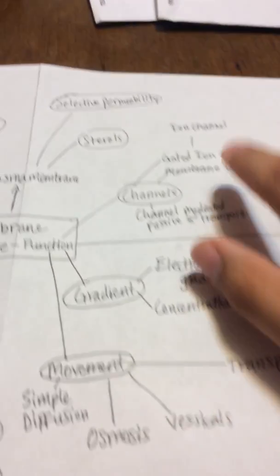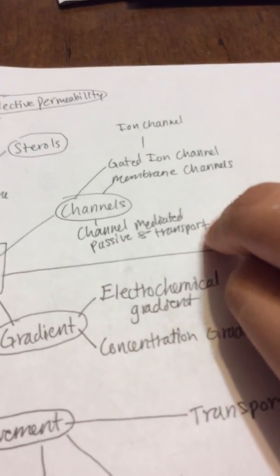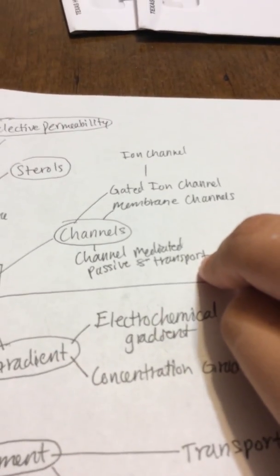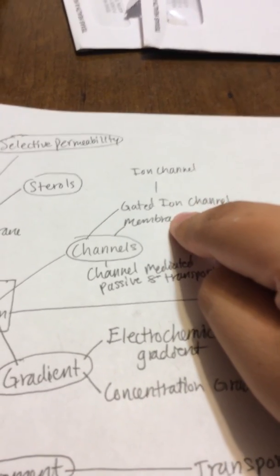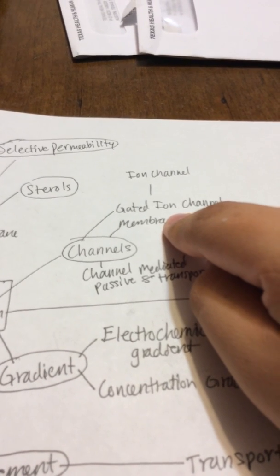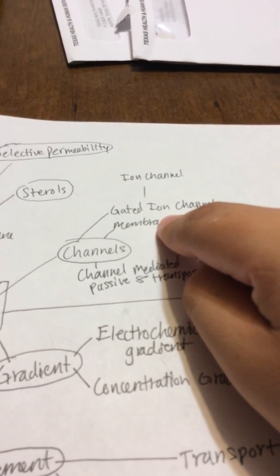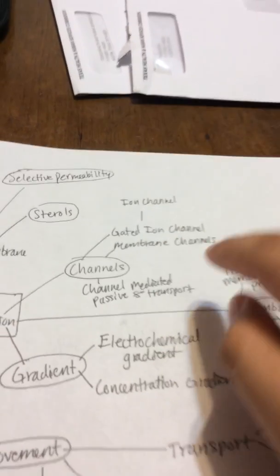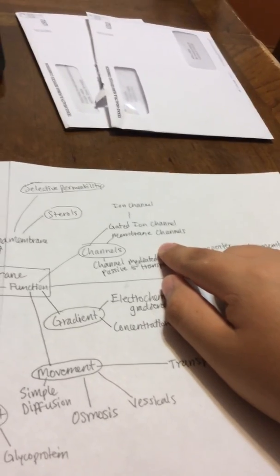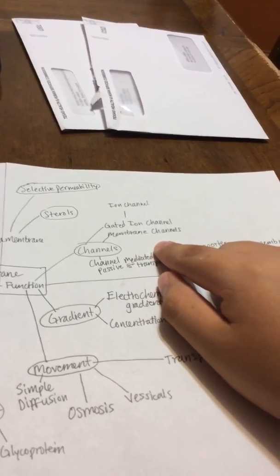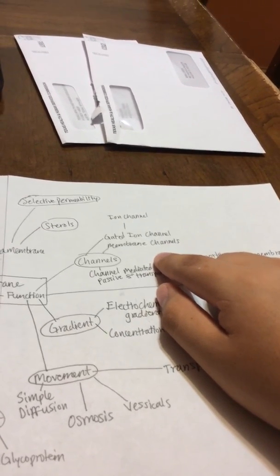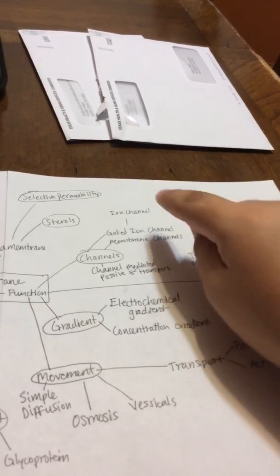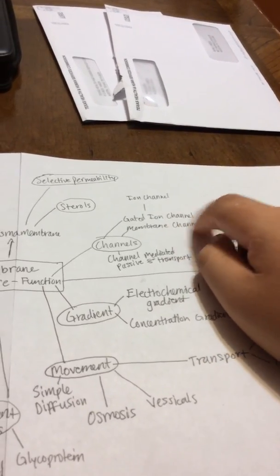I'll go here to the channels. Here we have a channel. I put the channel mediated passive transport, the membrane channels, gated ion channel, and ion channel. The gated ion channel is a response to different types of stimuli depending on the type of ion channel. We also have our membrane channel, which is the small hydrophilic pores in the membrane through which solutes pass by diffusion. And the ion channel would be the same thing. The only difference is the ion channel lets ions pass through.